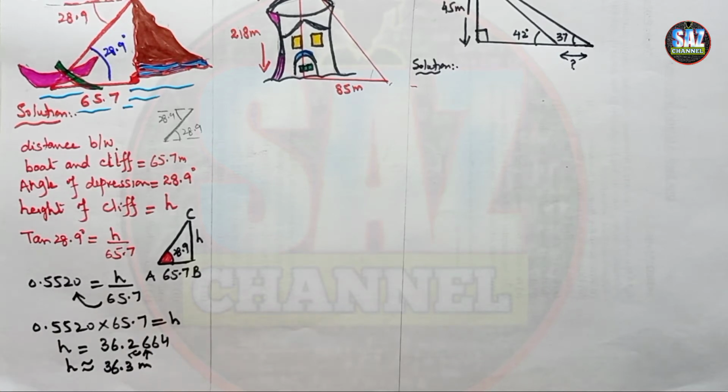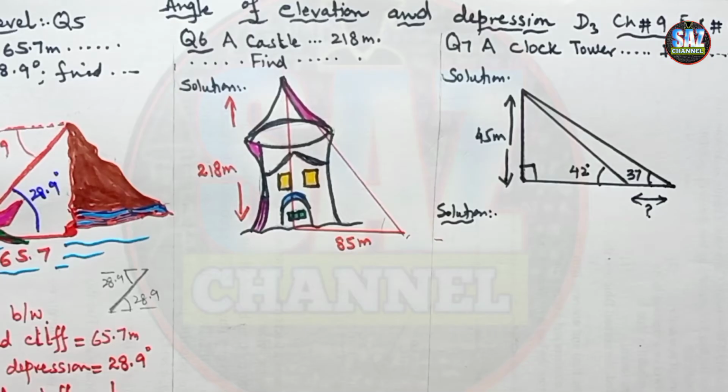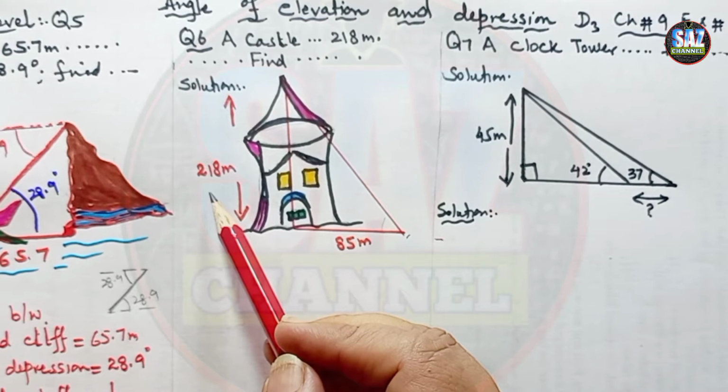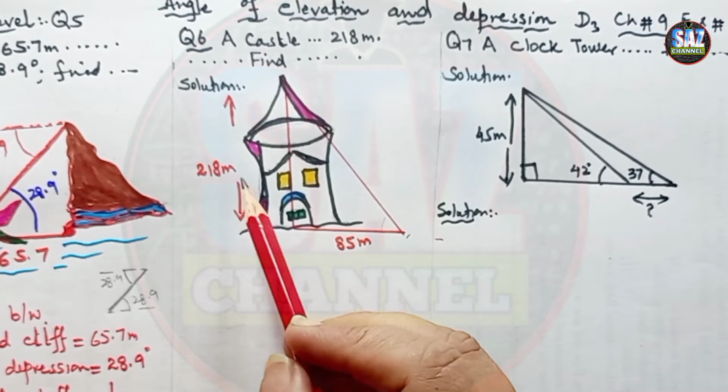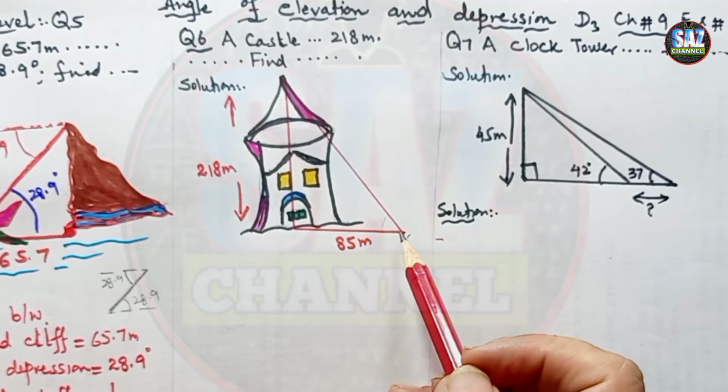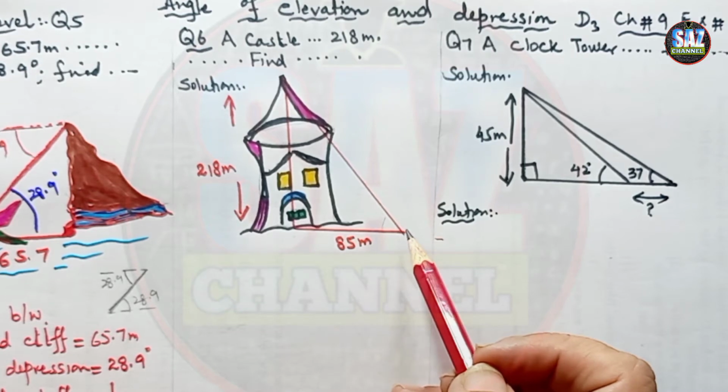And let's quickly move to the next question, and let me read the question from the book. Question 6 says, a castle has the height 218 meters. Given that an unusual bird is 85 meters away from the foot of the castle, find the angle of depression of the bird from the top of the castle.